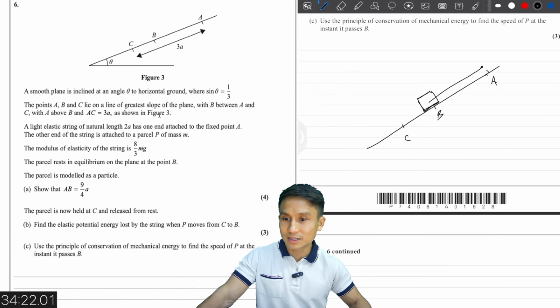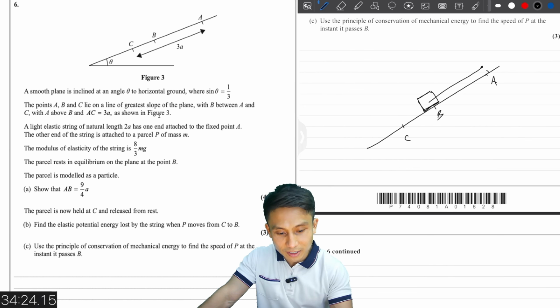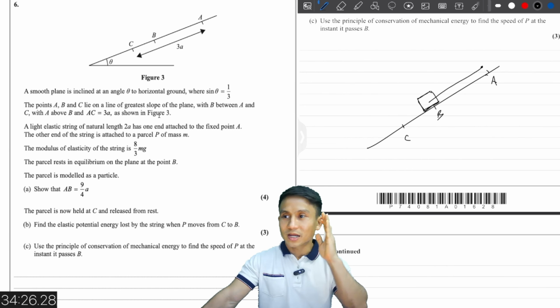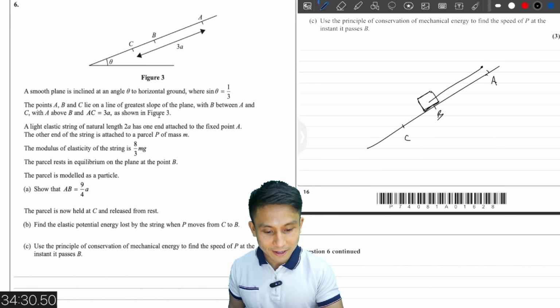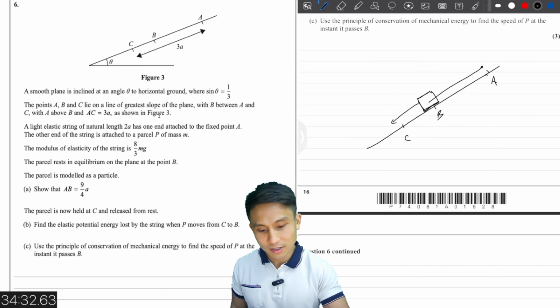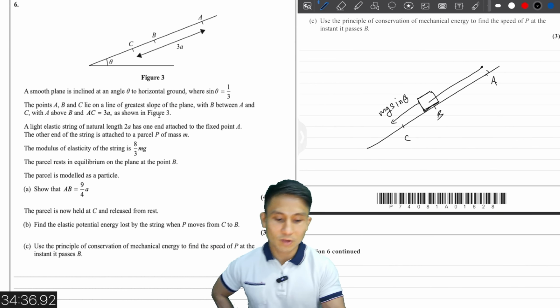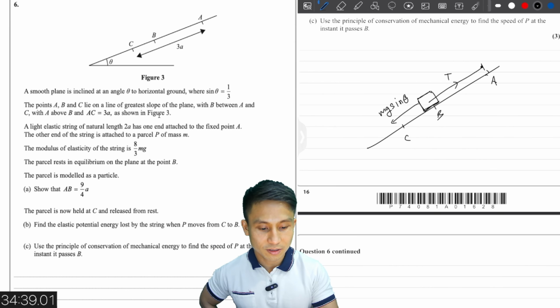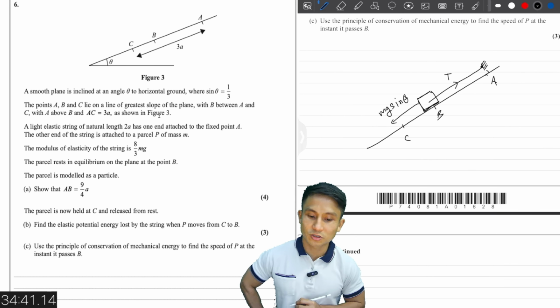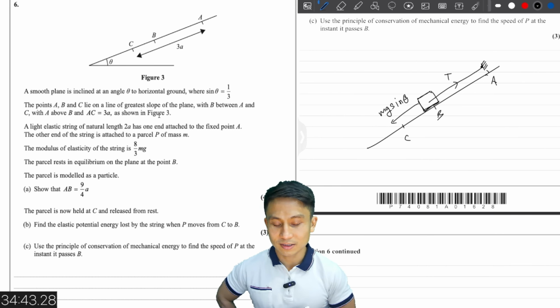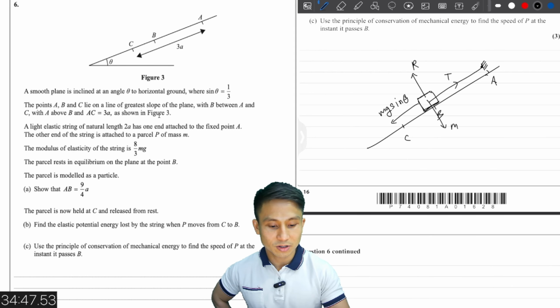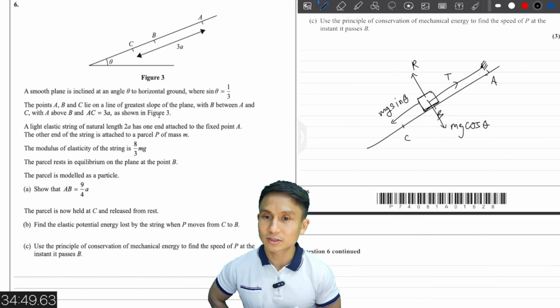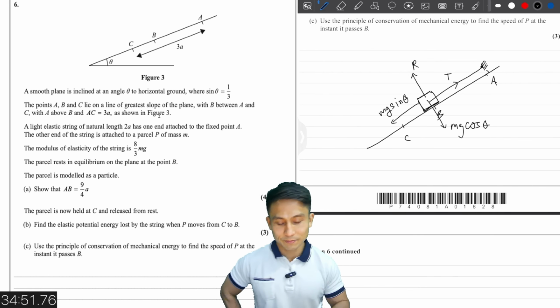Show that AB is that. Yeah, we are finding it. So equilibrium means that it's stationary. So forces balance here. We have force, which is mg sine theta here, and then we have the tension from the string. The tension from the string must balance mg sine theta. And then we, of course, have the normal reaction R and the mg cos theta here. There's nothing else, just these forces, basically.